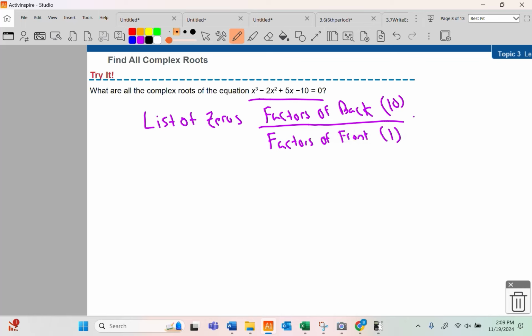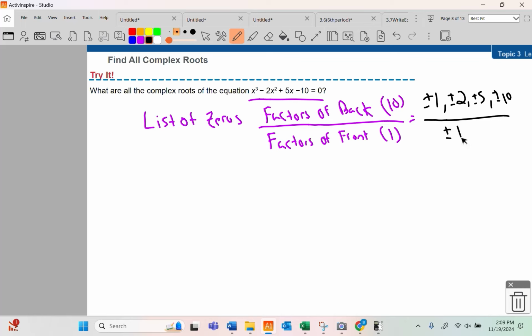Factors of the back over the factors of the front. What does it take to make 10? Preferably in increasing order. 1, 2, plus or minus 5, plus or minus 10. All right, factors of the front, the 1.